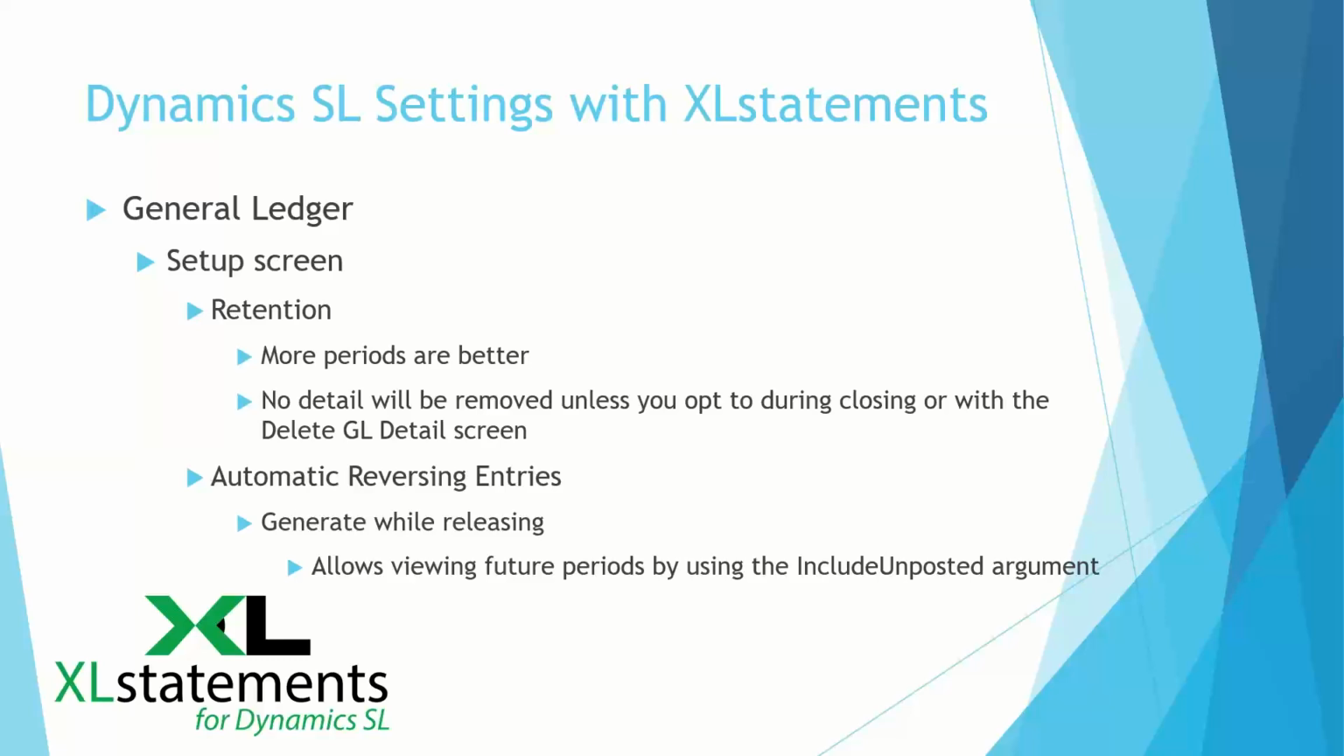And something to know about that, that may not be real clear, is it's not going to do detail removal unless you tell it to. So it doesn't do it automatically. And there are two places you can tell it to call off that detail. One is when you're closing a period or year, there's a little checkbox to the right, and that's unchecked by default. And if you check that, then it will use the retention rules and attempt to delete detail.